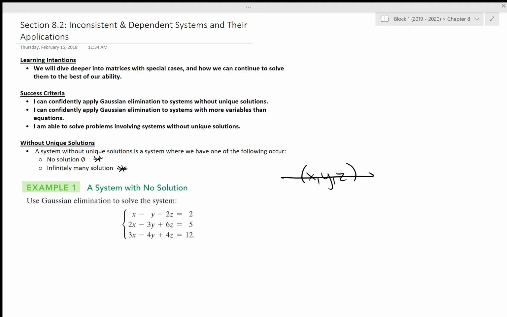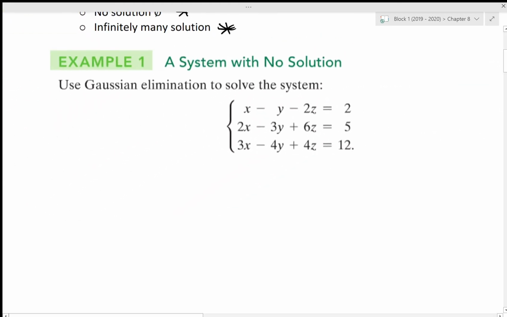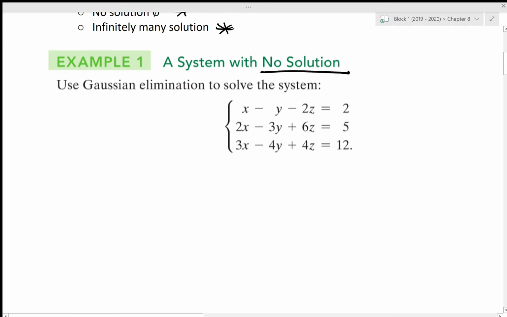So first, let's get into the first one. We're going to be solving these the same way we did in 8.1. We are going to try our best to get a row echelon form as much as we can, and then you'll notice the last row will kind of just be all zeros, except for maybe what it equals on the other side of the augmented line. So let's start with example 1. We obviously know it's going to be no solution, but let's see how.